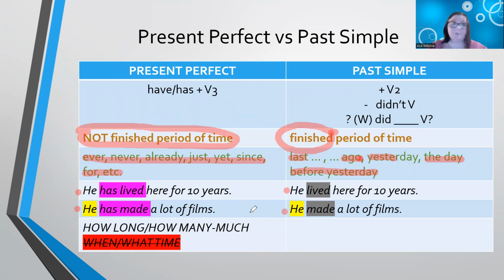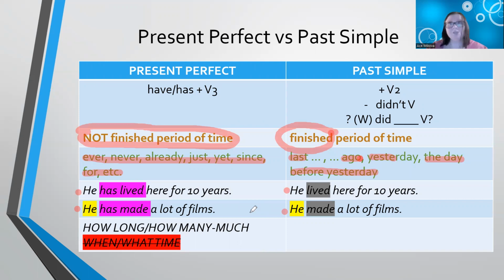When we speak about present perfect, we usually answer the questions how long or how many, how much has been done up to this moment so far. We never mention when or what time the action happened. We never mention the time when it happened in present perfect. If you have time, it will be past simple.